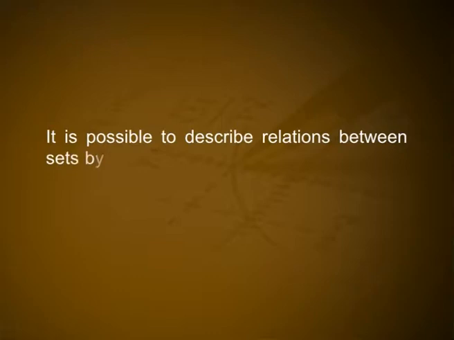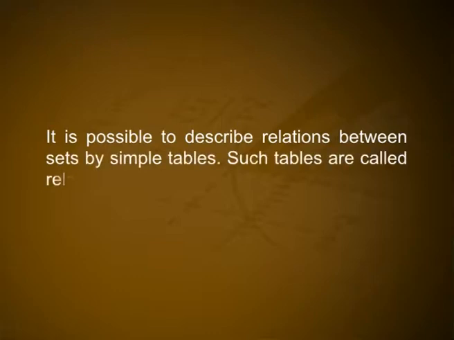The set of all ordered pairs (C1, S2), (C1, S3), (C2, S1), (C2, S2), (C2, S3), (C3, S1), (C3, S2), (C3, S3), (C4, S1), (C4, S2), (C4, S3) is another relation. Any subcollection of A cross B forms a relation from the set of the 4 computers into the set of students. It is possible to describe relations between sets by simple tables. Such tables are called relation tables.